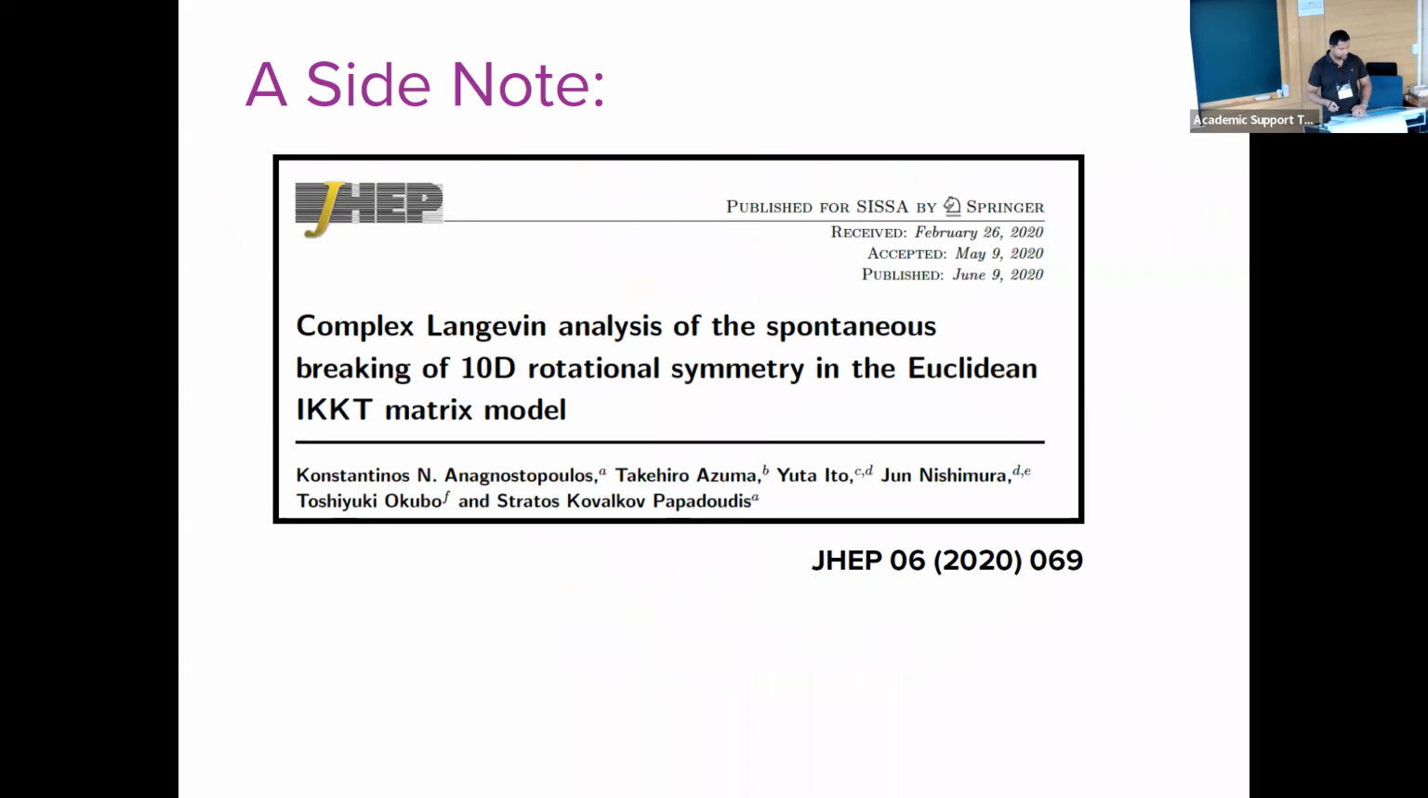I need to give a side note. A paper appeared in 2020 by these authors, and they also looked at the same model. Our task is to look at this model using our own in-house developed code, and we also suggest something more, which I will talk about later as we move on.